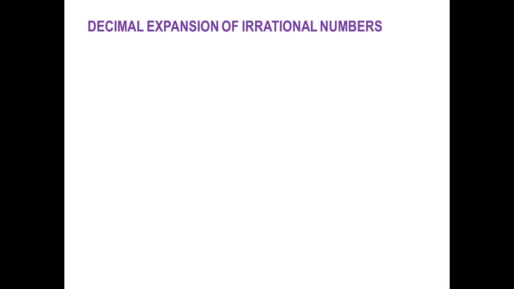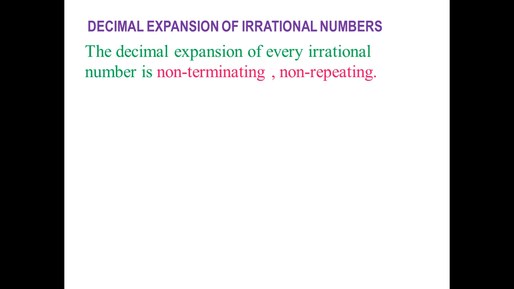Okay, next is decimal expansion of irrational numbers. The decimal expansion of every irrational number is non-terminating, non-repeating. For example, 0.02002000200002 and so on. This is non-terminating and non-repeating also.